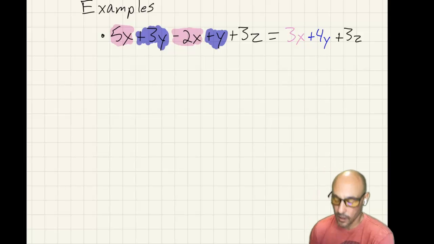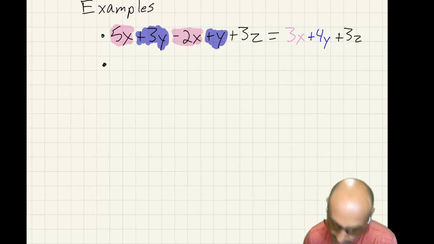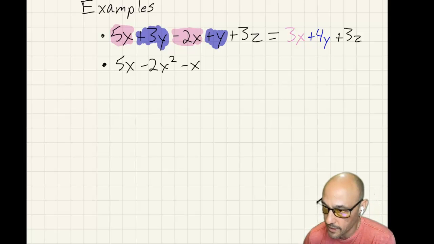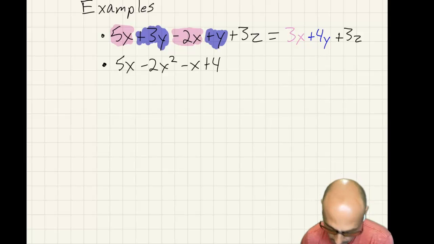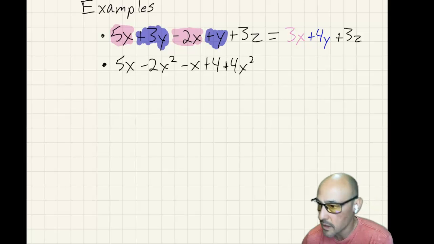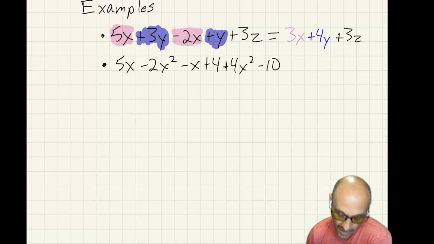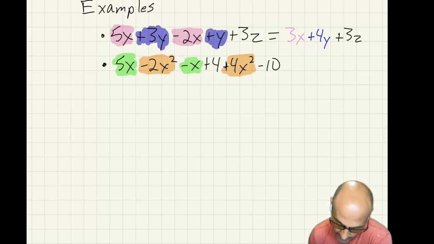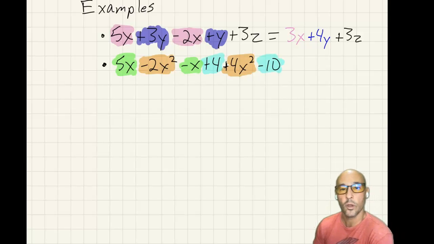So you could do that. Now, if we think about examples where we have some exponents, then if we have like 5x minus 2x squared minus x plus 4 plus 4x squared minus 10. Again, I find it helpful to highlight these when they are like terms. So I'm going to highlight all of my x squared terms here with orange. And then I'll highlight my x terms with green. And I will highlight my constants. Constants are just numbers with blue.